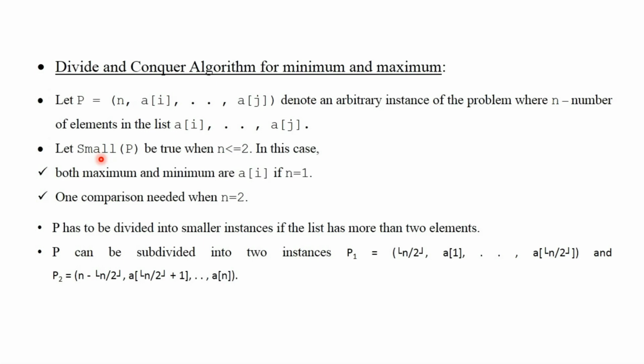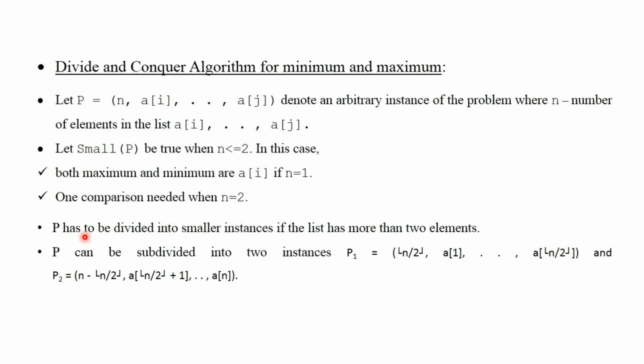Now in this case of finding the minimum and maximum, small p is true when either n is equal to 1 or n is equal to 2 elements. That means we do not have to divide the problem into sub-problems. In case there is only one element, both max and min will be the ith element or the single element that is there. Whereas if n is equal to 2, that means there are two elements, then only one comparison is sufficient to determine both the max and min values.